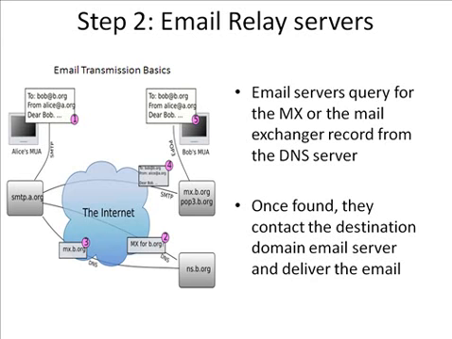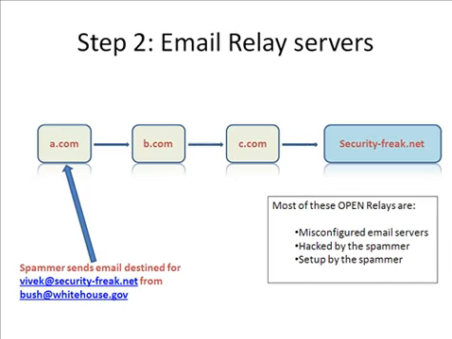So with this background in mind, let's look at how email relay servers work. Basically, let's say in this example the spammer wants to send a mail to vivek@securityfreak.net from, let's say, bush@whitehouse.gov. So he's going to set up a chain of email relay servers, either by hacking into them or by using misconfigured servers. There are a variety of techniques which we might look into in a later video.